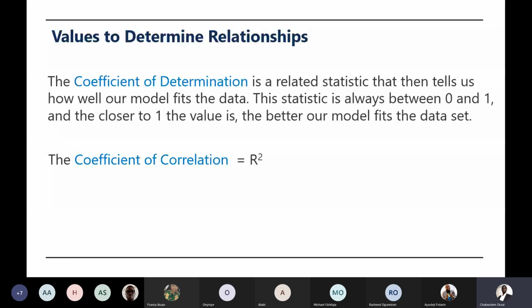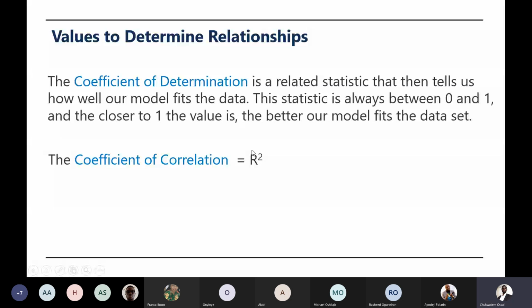But if the value is closer to 0, it means that our model does not fit the data set, and it is denoted as R2. So these are scenarios where we can use simple linear regression.